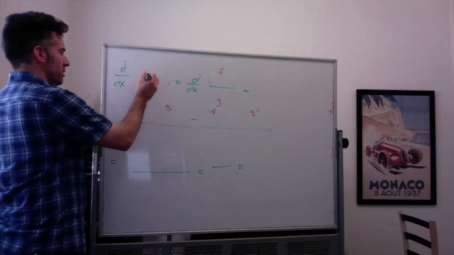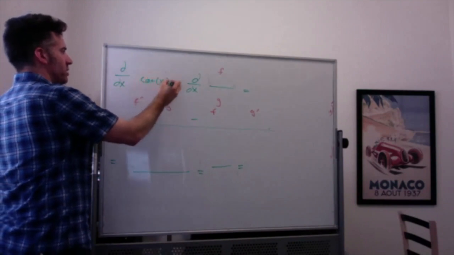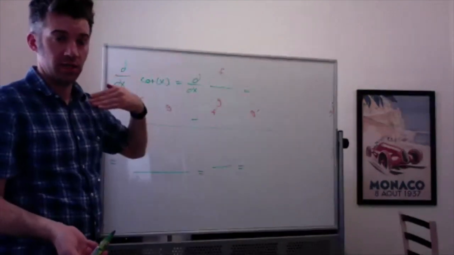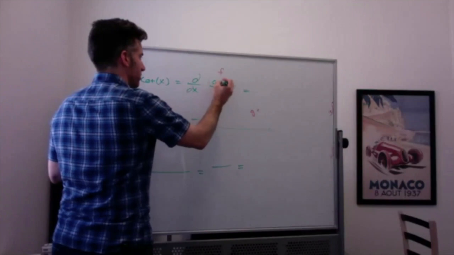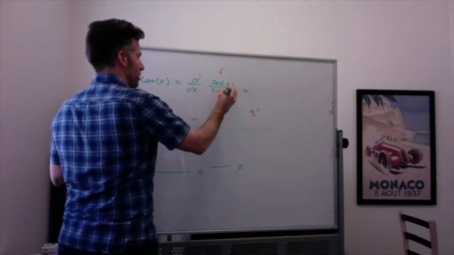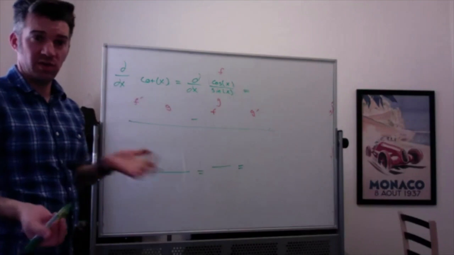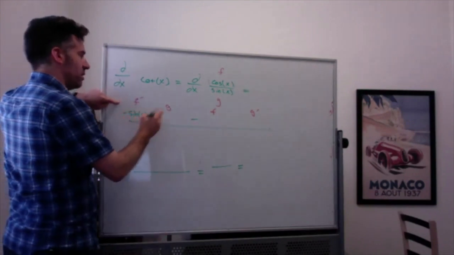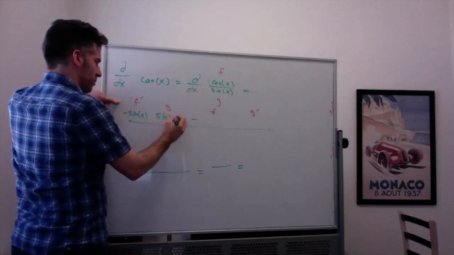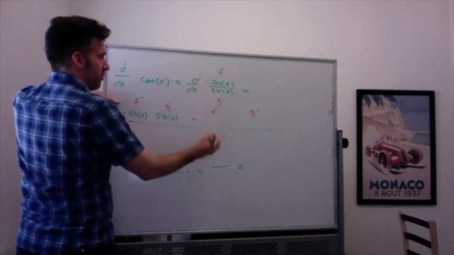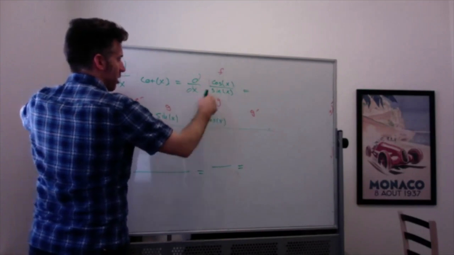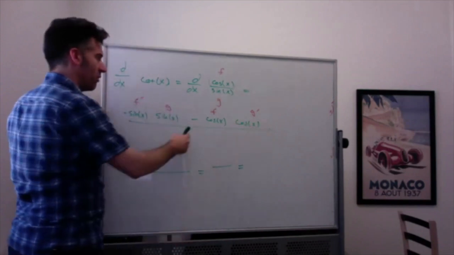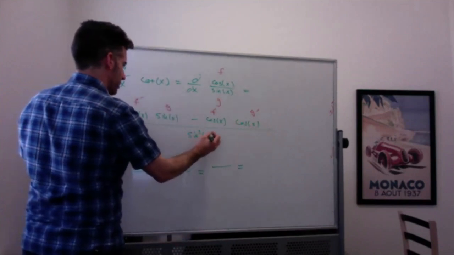So let's do cotangent. Derivative of cotangent of x. Well, just like tangent is sine over cosine, cotangent is cosine over sine. And so just like before, I'm going to use the quotient rule again. Derivative of cosine is negative sine times sine, minus the top, which is cosine, times the derivative of the bottom, which is cosine, all over the bottom squared, which is sine squared of x.